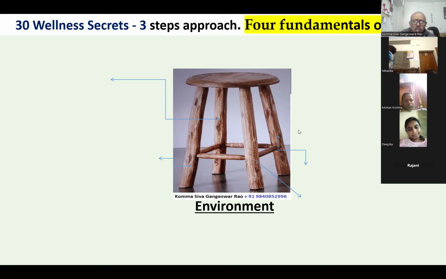2 times you should go to the toilet. How many times are people going? Exercise. 1 hour of exercise is compulsory. Everybody has to do it. Saturday, Sunday, festival day, whatever it is, you must use 1 hour of your time for exercise. Rest. 7 hours of night sleep is non-negotiable, that too 10 p.m. to 5 a.m.